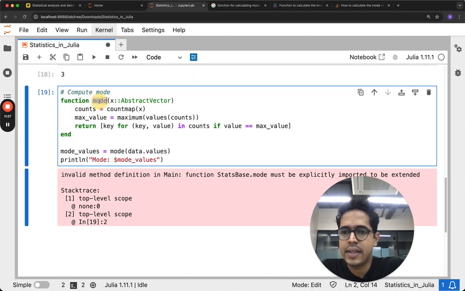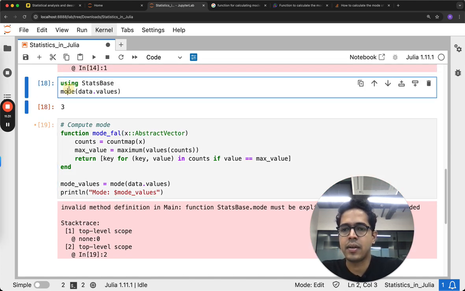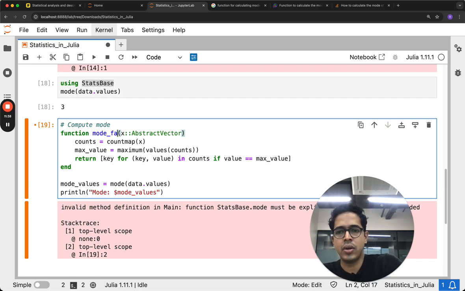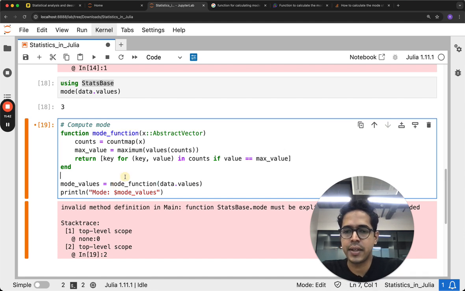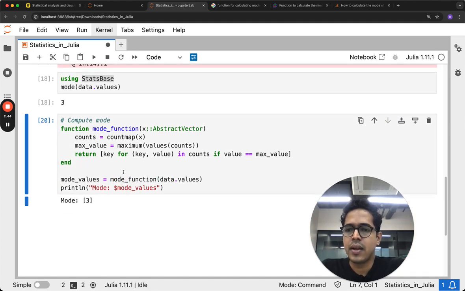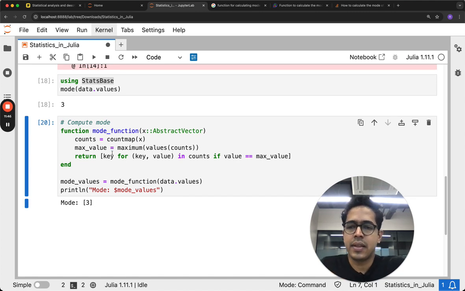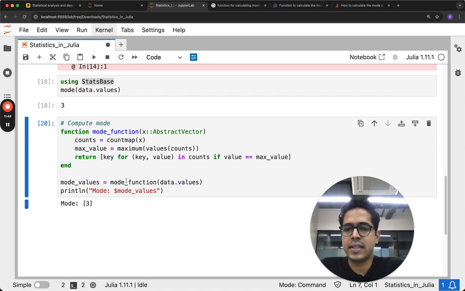Maybe I can change this name because there might be a mode function defined in the stats base. If I use mode here, that won't be good. So mode function, and then I'm calling mode function here. How about this? Okay, so basically this function also calculates the mode, and let's see what's happening here.